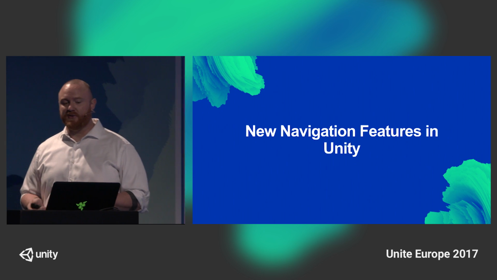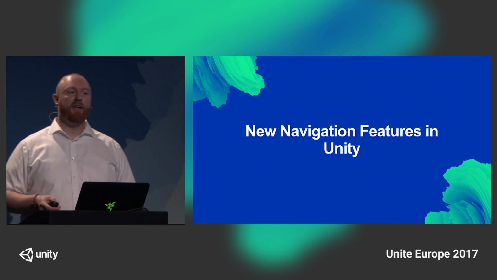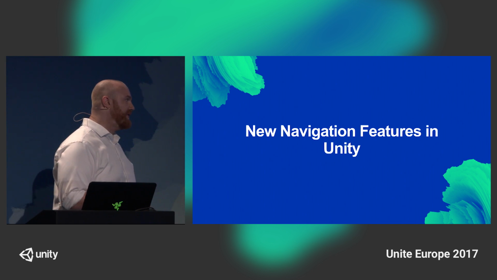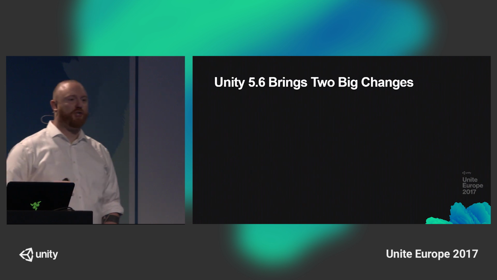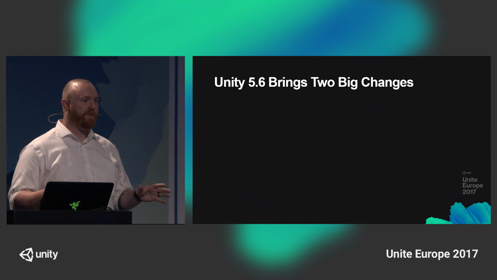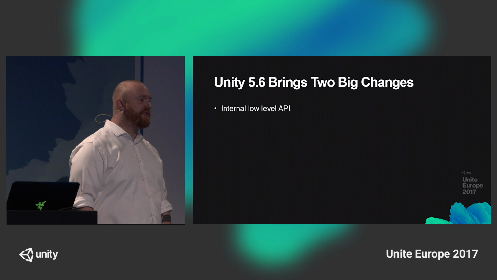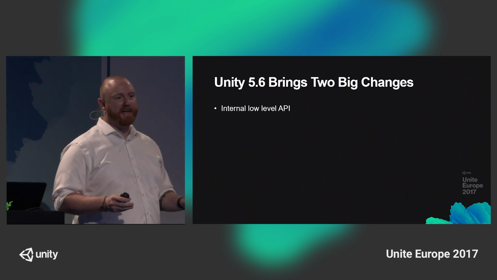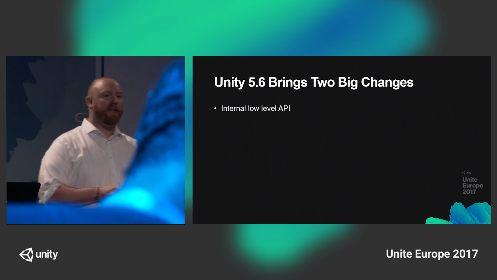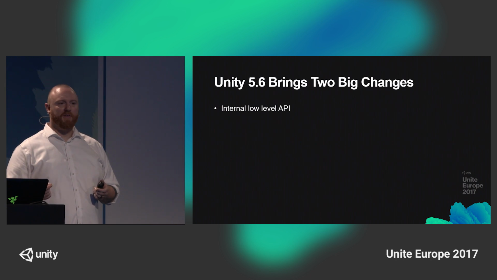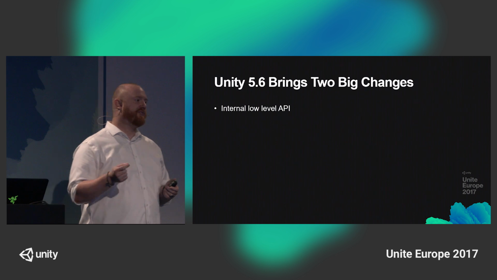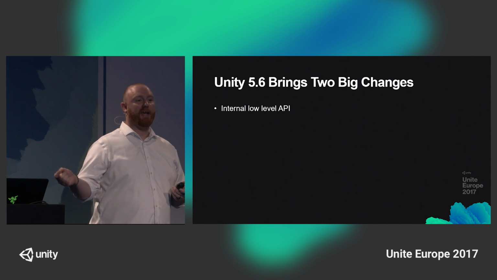So we're going to talk about these new navigation features in Unity, and these were released in Unity 5.6. Now, Unity 5.6 brought two big changes to how navigation worked. Okay? So the first is there's this low-level internal API. And what that means is we can get really granular, really interesting control over the navigation and navigation build systems through code using the API.